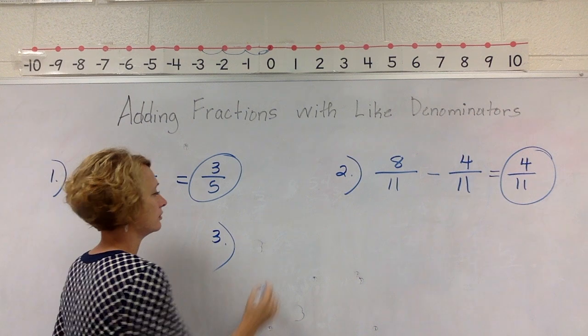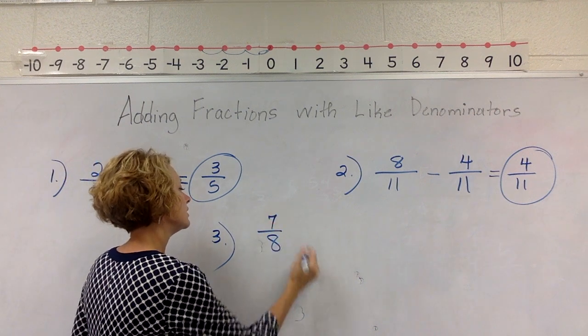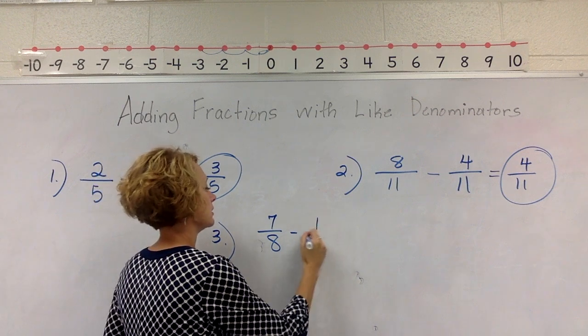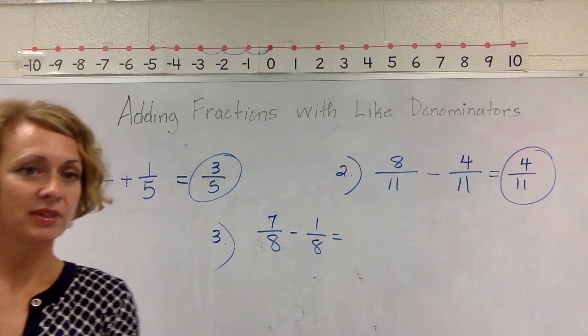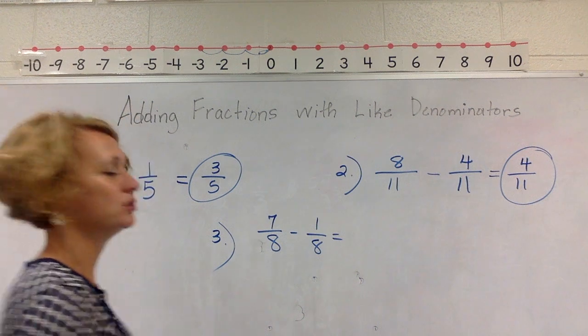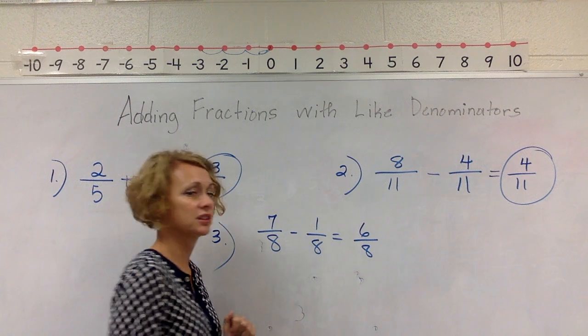Let's say you have 7/8, and you need to subtract from it 1/8. Again, denominators are alike. Calculate with the numerators. 7 minus 1 is simply 6. That leaves me with 6/8.